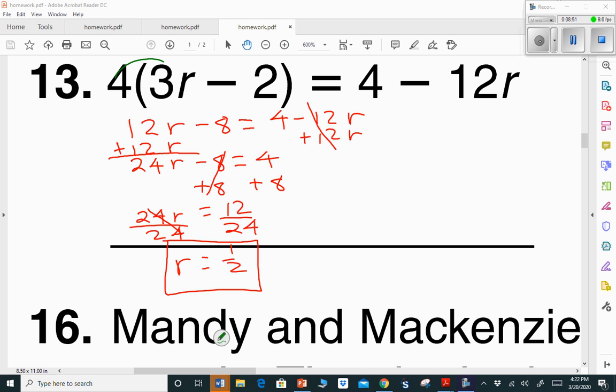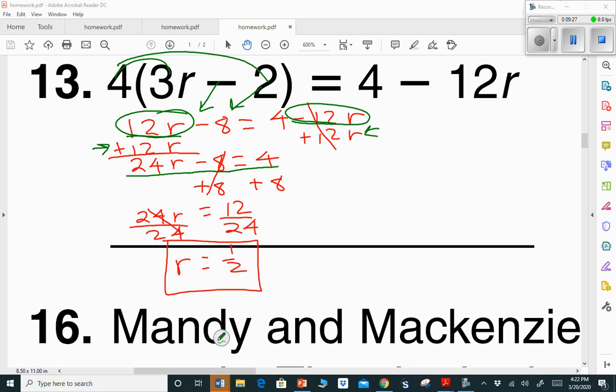Okay, so we distributed the 4 to the 3r, which gives us 12r, brought down that minus, and 4 times 2 is 8. Bring down your equal sign, and your 4 minus 12r. Then we recognize that we have r's over here and r's over here, so we've got to get rid of them from one side or the other. This is minus 12r, so we added 12r and added 12r. Over here, that gives us 24r. Bring down the minus 8, and when you get rid of the 12r, you're left with 4 over there.